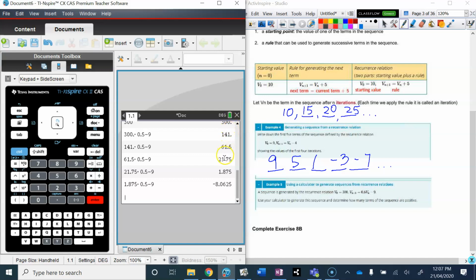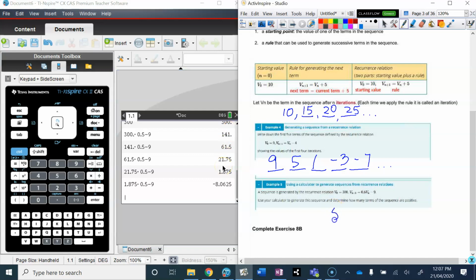1, 2, 3, 4, 5. So my answer to that one is that there are 5 positive terms in that sequence before I hit the negative one.